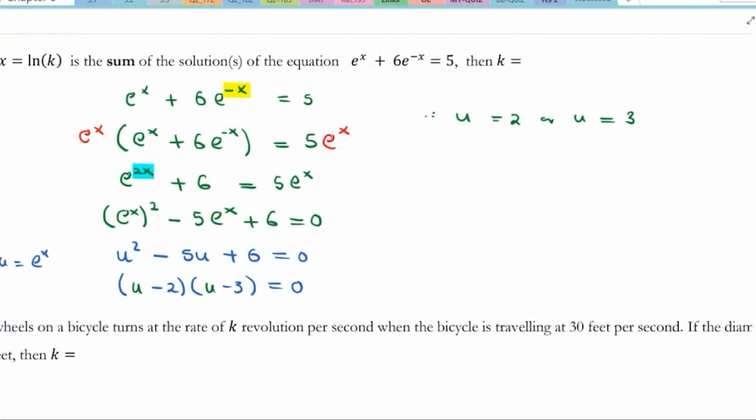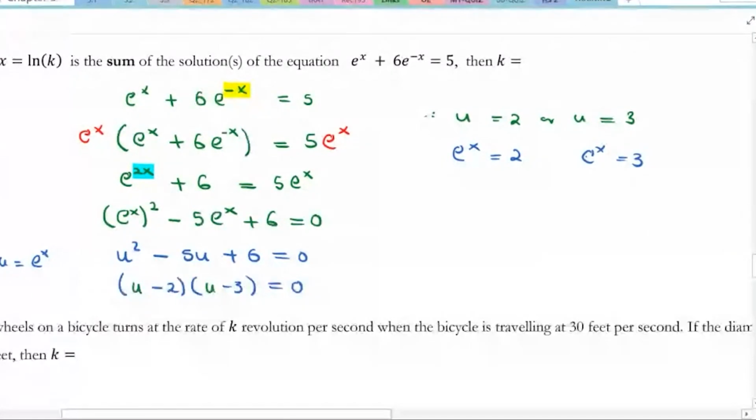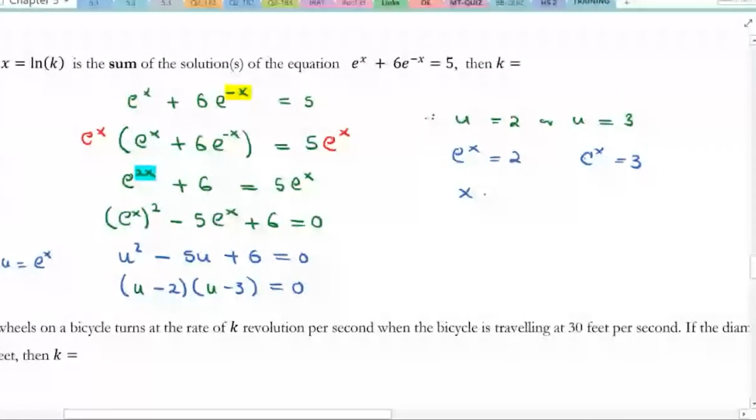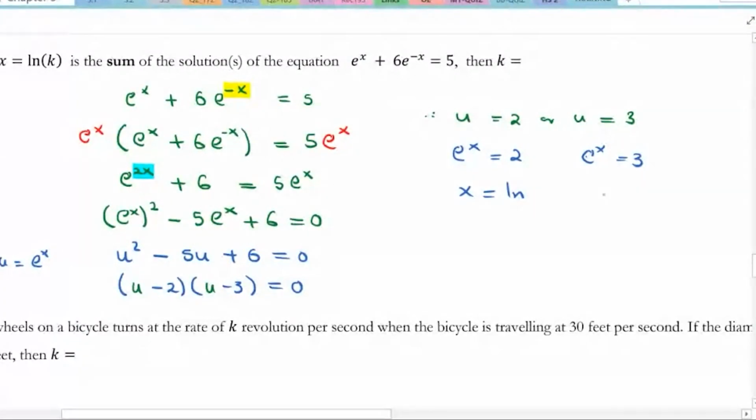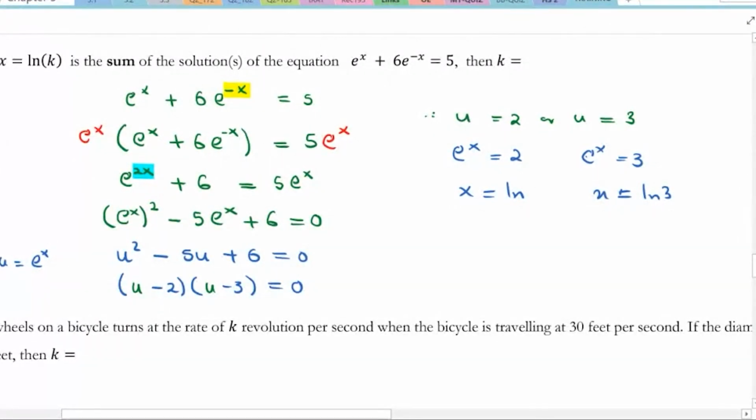Now we know what is u. U is e to the power of x. This implies that e to the power of x is equal to 2 or e to the power of x is equal to 3. Take the ln of both sides. X is going to be equal to ln of 2 or x is going to be equal to ln of 3. These are the solution.